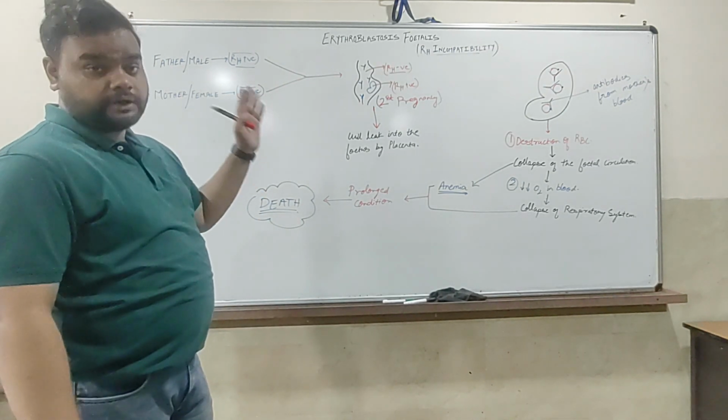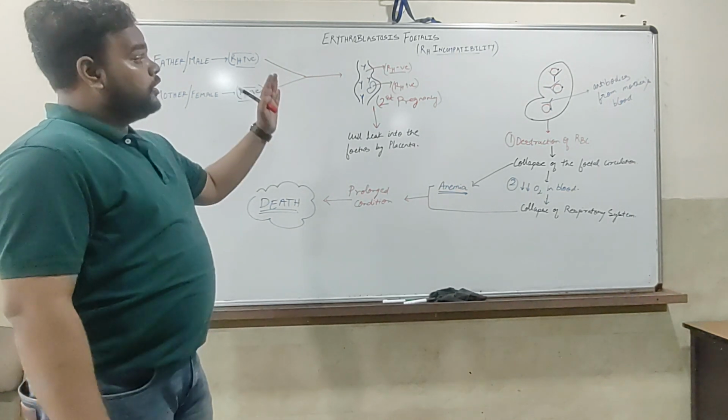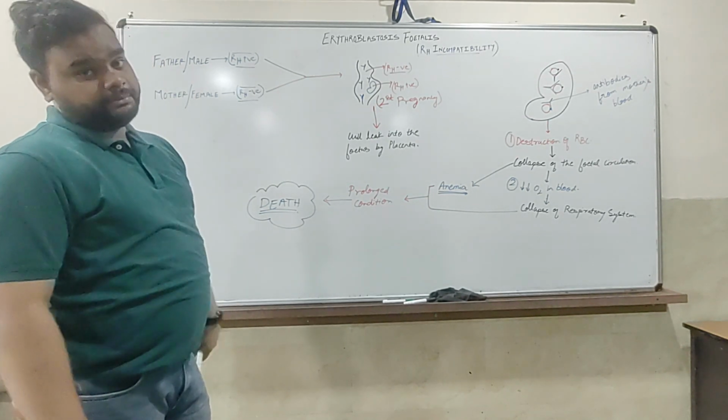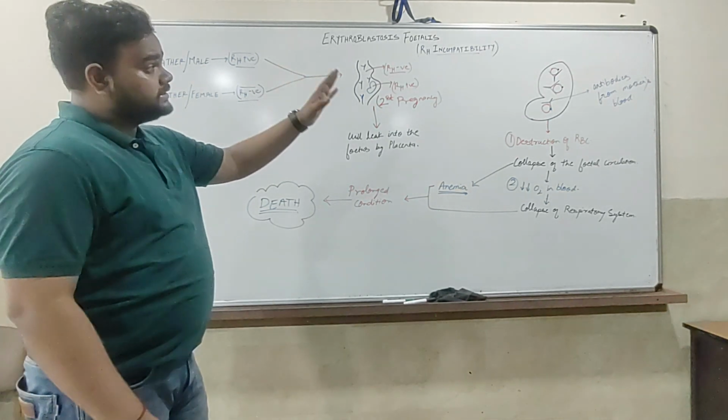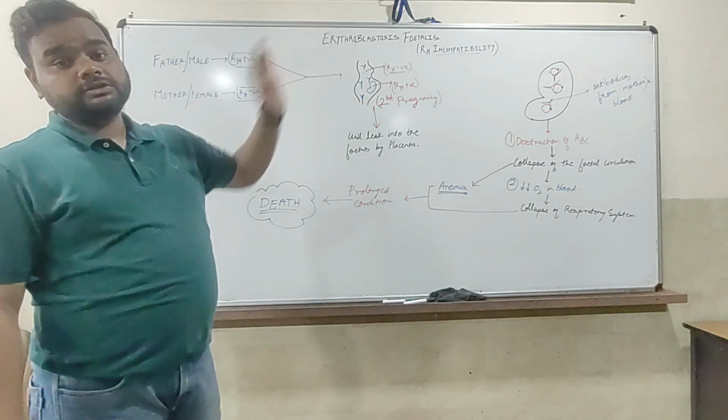It is developing due to the incompatibility between the RH positive fetal blood and the RH negative blood group of the mother. And this RH incompatibility phenomenon is also referred to as erythroblastosis fetalis.